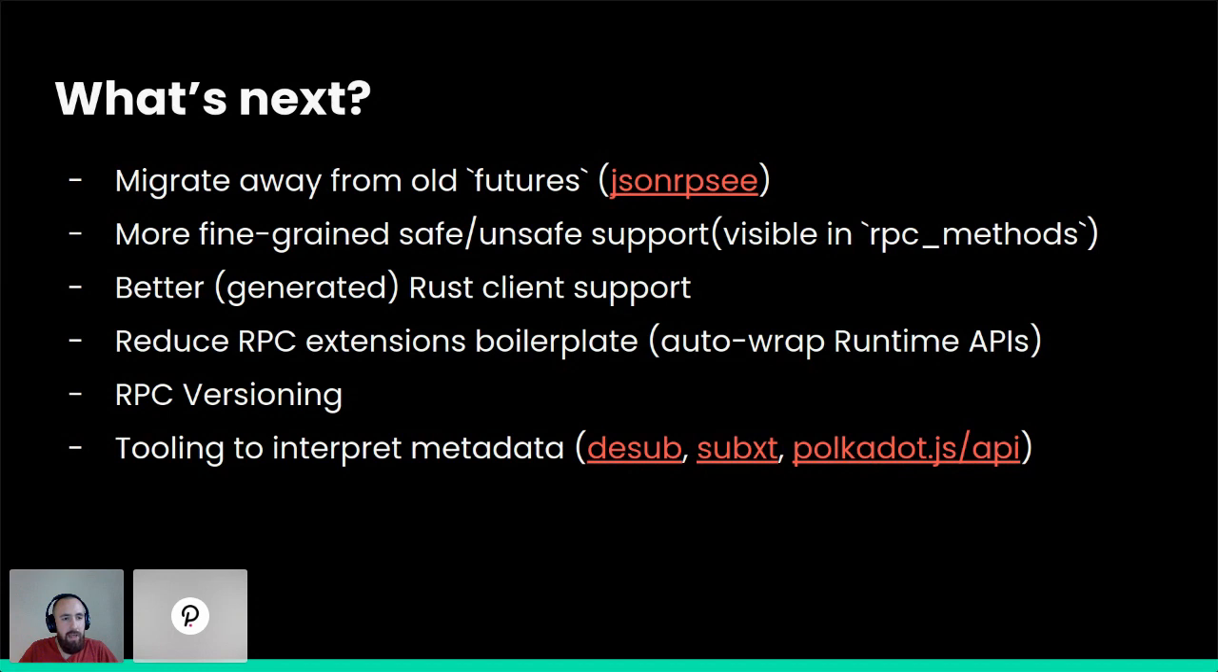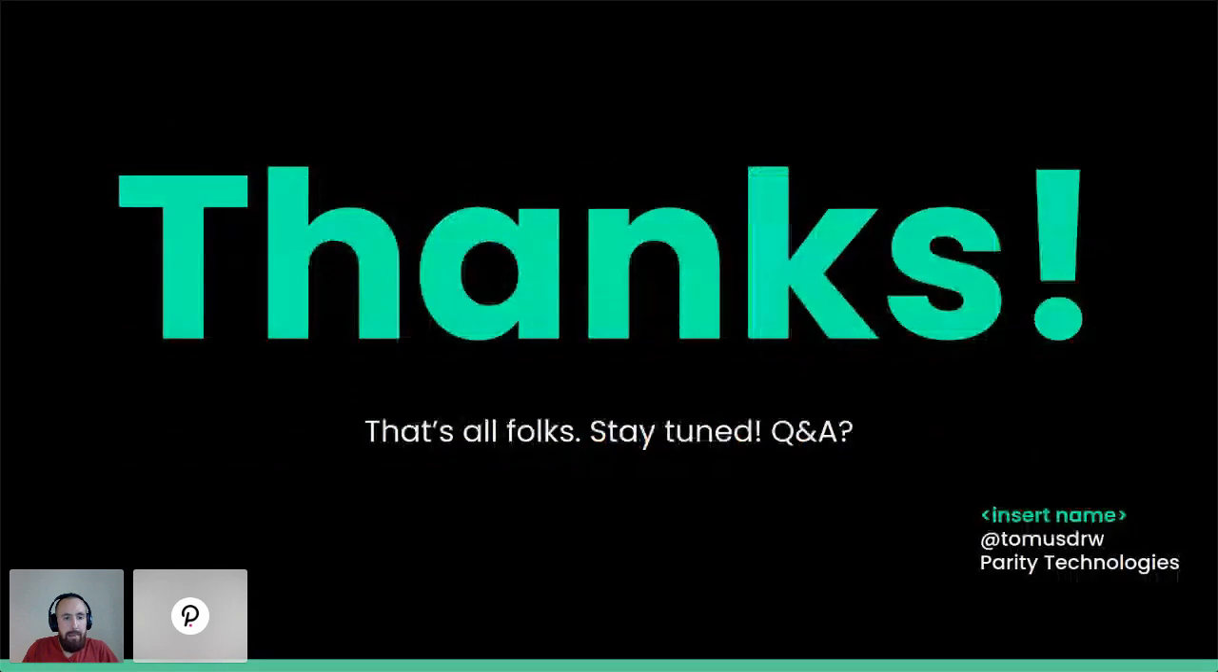And there is a lot of effort going on in the tooling to interpret the metadata, something that I mentioned earlier as well. Obviously, for JS, we have the excellent Polkadot.js API, but the efforts are mostly on the Rust side, and there are two projects that might be interesting: dsub and subxt. Yeah, and that would be actually all from me.